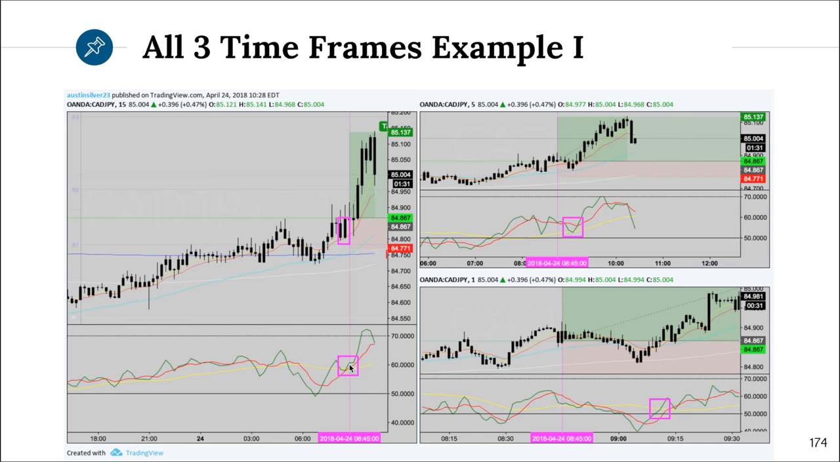The 15-minute is your entry window. The 5-minute and the 1-minute are your sniper bullets. You got to open the window before you can shoot or jump through. Whatever analogy you want to use, I don't care. Understand that the 15-minute is your window. The 5-minute and the 1-minute are the precise entries that you need to identify.